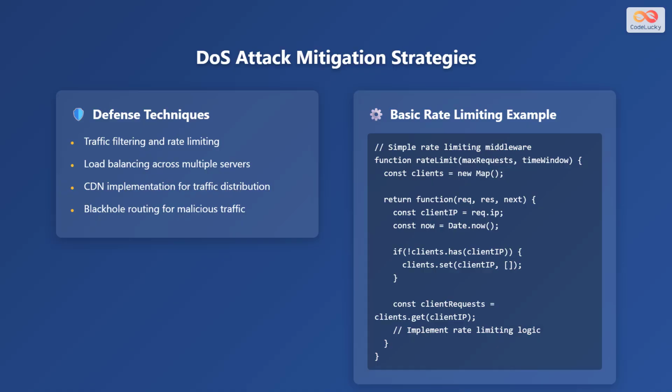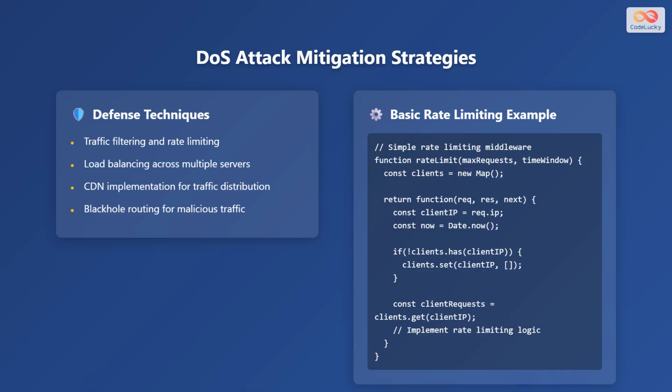To defend against DoS attacks, several mitigation strategies can be employed. Traffic filtering and rate limiting can help to block or throttle malicious traffic. Load balancing distributes traffic across multiple servers to prevent any single server from being overwhelmed. Implementing a content delivery network or CDN can also aid in traffic distribution and reduce the impact on the origin server. Black hole routing involves directing malicious traffic to a null route, effectively dropping the traffic.